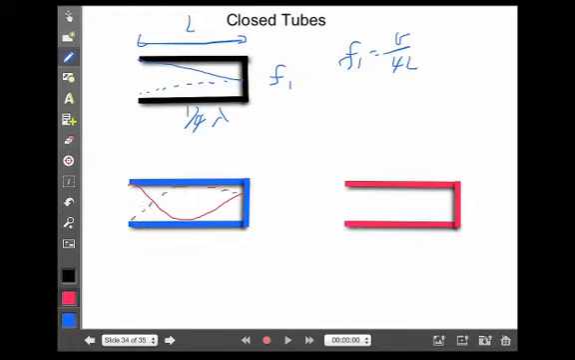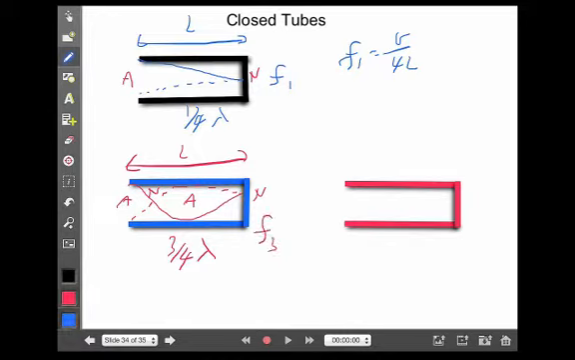Now notice again, I don't have a full wave. I'm not able to complete my wave in this case. In fact, I've only got 3/4 of my wave in that entire length. Two antinodes and two nodes. Turns out this is not the harmonic F2, this is the harmonic F3.